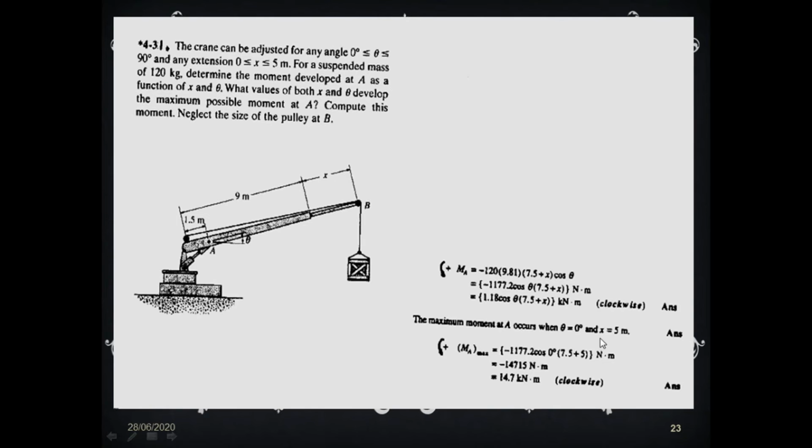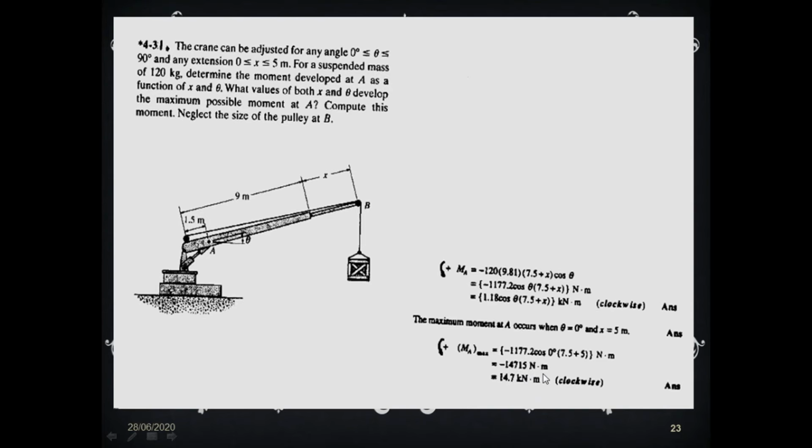Now you put these values of theta and x equals 5 into your equation, 1.18 cos theta, 7.5 plus x kilonewton per meter. If you put in these values, then you can very easily calculate the maximum possible moment, and that will be minus 1177.2 cos theta. Cos theta becomes 0, and 7.5 plus x, for x we put 5. We simplify it, and we get minus 14715 Newton meter.